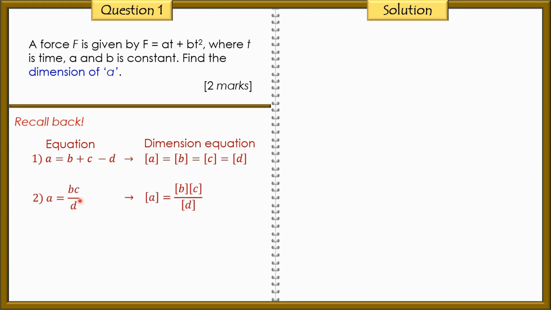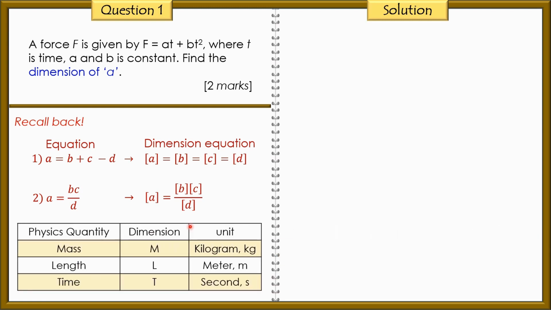But for multiplication and division, if you have an equation such as A is equal to BC over D, the way we write down the dimension equation is dimension A is equal to dimension B times dimension C divided by dimension D. That's how we write down the dimension equation from the physics equation given to you. And just to recall, the dimensions that represent physical quantities are capital M for mass, capital L for length, and capital T for time. So now take a look at the solution.